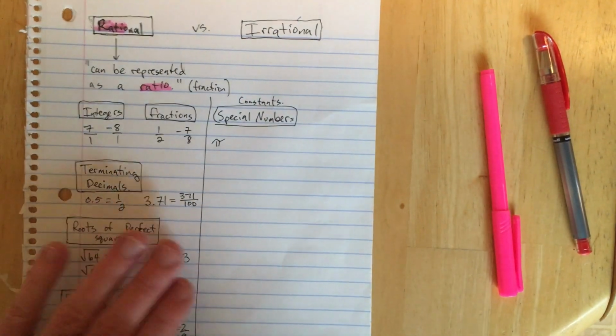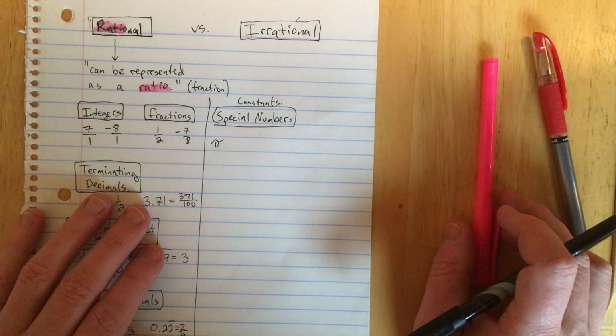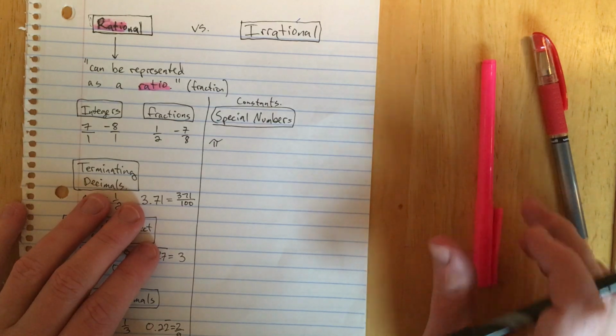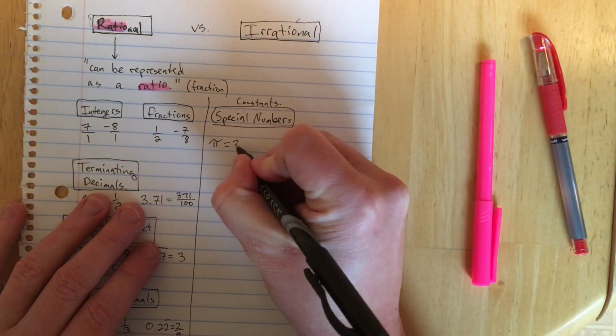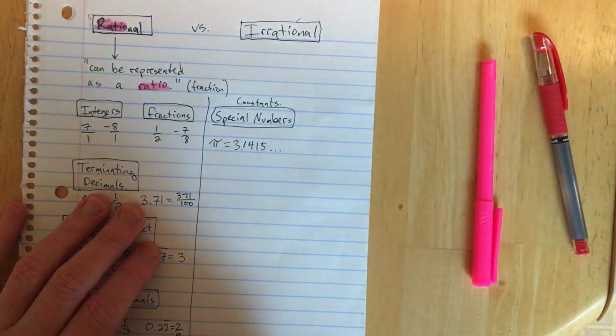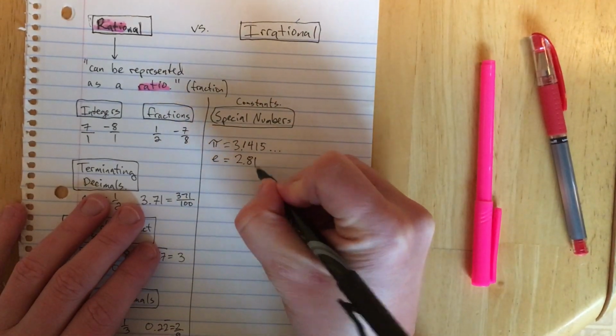Pi is irrational, as you know. It's 3.1415926535897932384, oh gosh, 433832795028884. Yeah. You see that written as like this sometimes, 3.1415, and then you'll see a dot, dot, dot. Or there's e as a special number, and e, I can't even remember, it's 2.81 or something, maybe.